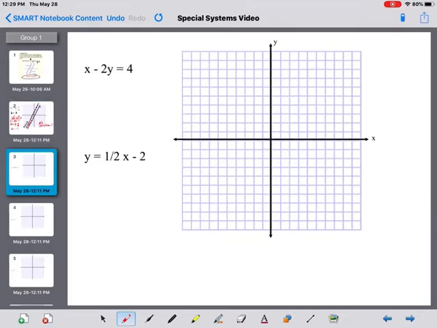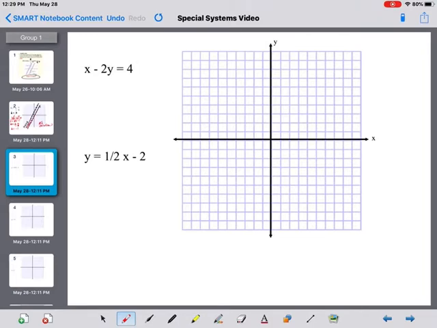Okay, let's take a look at a different one. And if I take a look at this equation up top, I have x minus 2y equals 4. There's something similar to this on IXL, I believe, so I just wanted to go over how you would solve this because we haven't done this in a little bit.